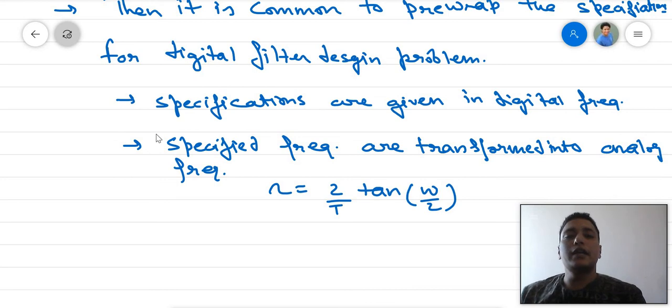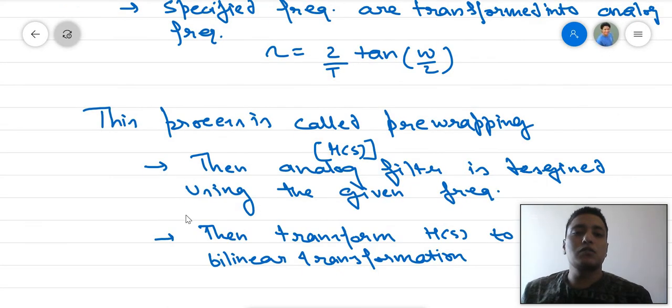now for designing a digital filter, specifications are generally given in digital frequencies. So to apply these pre-wrapped specifications, we'll first convert specified frequencies into analog frequency using the transformation method we have determined earlier, that is omega is equal to 2 by T tan omega by 2. This process is called pre-wrapping, and this process will overcome the adverse effect of the wrapping effect.